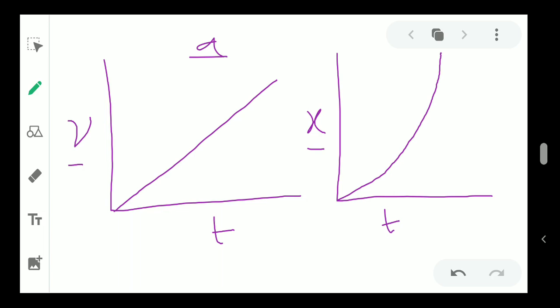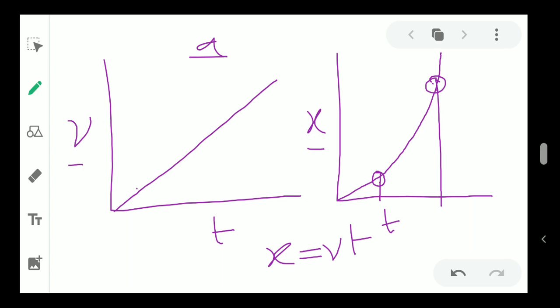Now if I say that I want to calculate the final distance, or I want to predict the motion from this point to that point, I can easily see here that I cannot use this formula x equal to vt. Why?